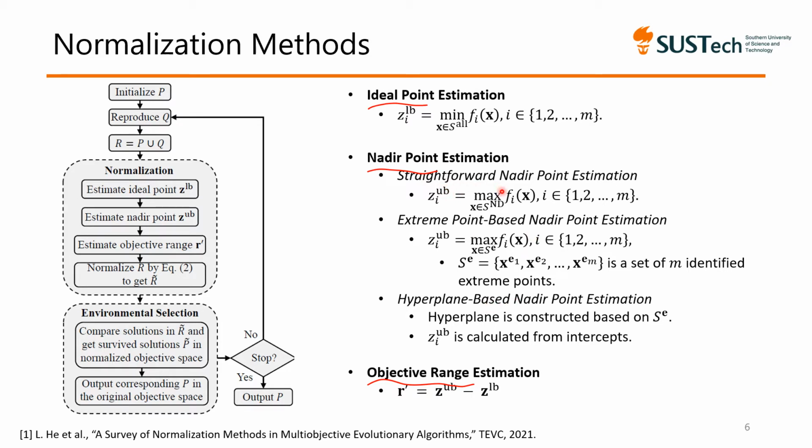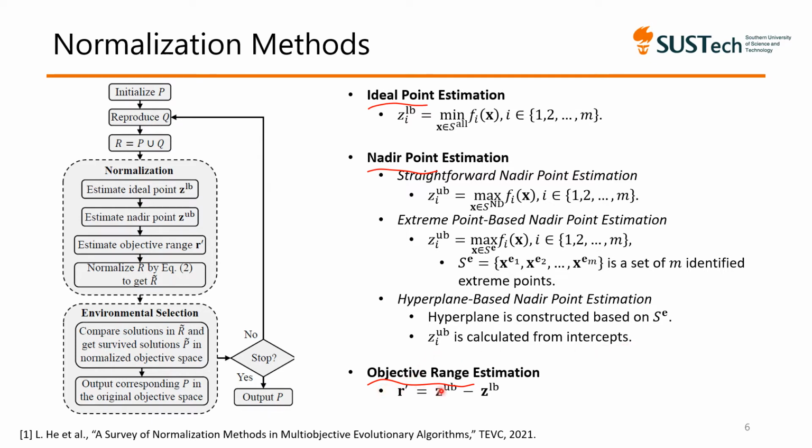The straightforward method takes the maximum value of each objective in a solution set, for example, the non-dominated solution set. And the extreme point-based method firstly identifies a set of M extreme points, and then takes the maximum value of each objective from these extreme points. The hyperplane-based method further constructs hyperplane using these extreme points, and then the intercepts between the hyperplane with the objective axis are used to calculate the nadir point.